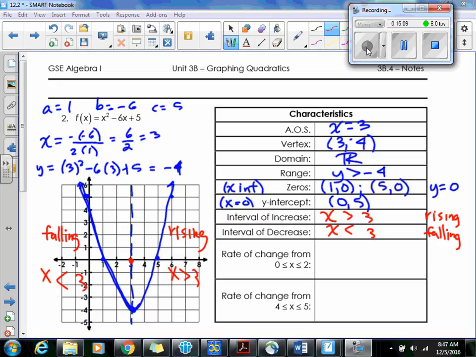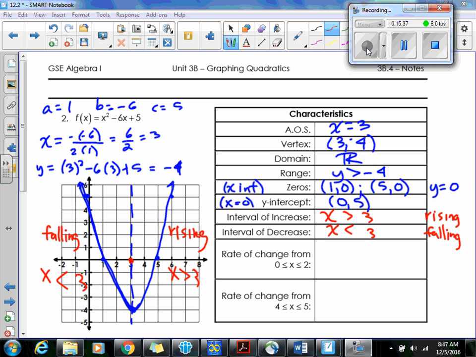If I label this here, that tells me where to write what. I wouldn't put the falling side for increase. I wouldn't put the rising side for decrease. That doesn't make sense. So it's falling on the left-hand side of the axis of symmetry. Everything to the left of the axis of symmetry is less than 3. The x values are less than 3. These x values to the right of the axis of symmetry are greater than 3.